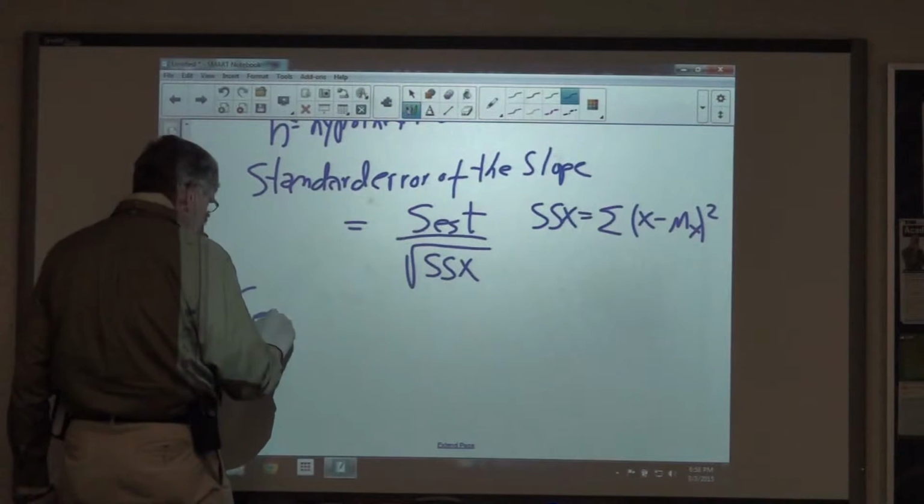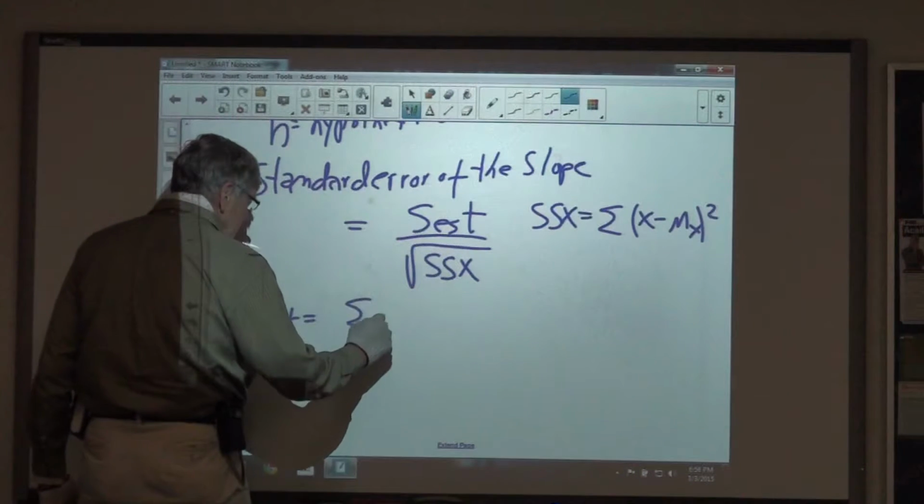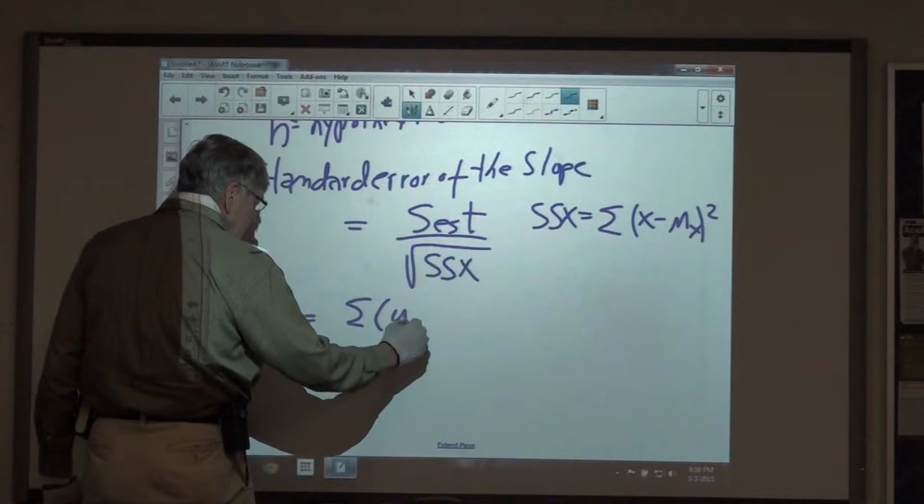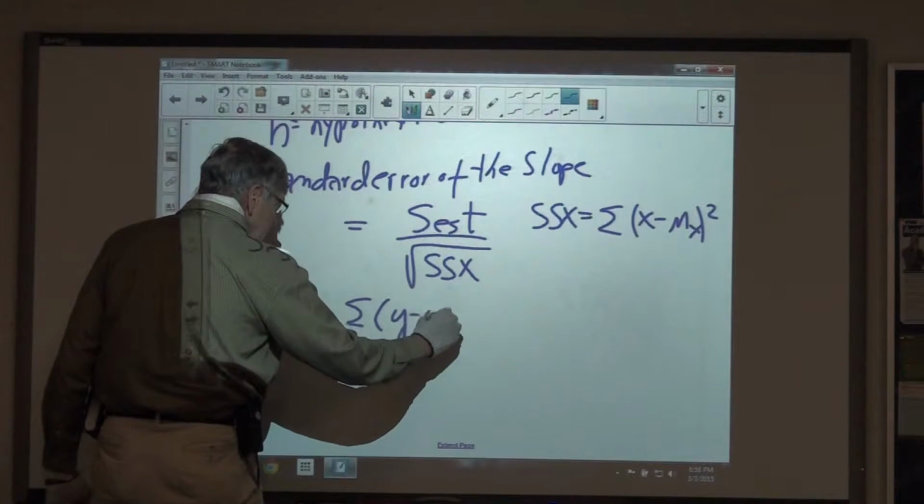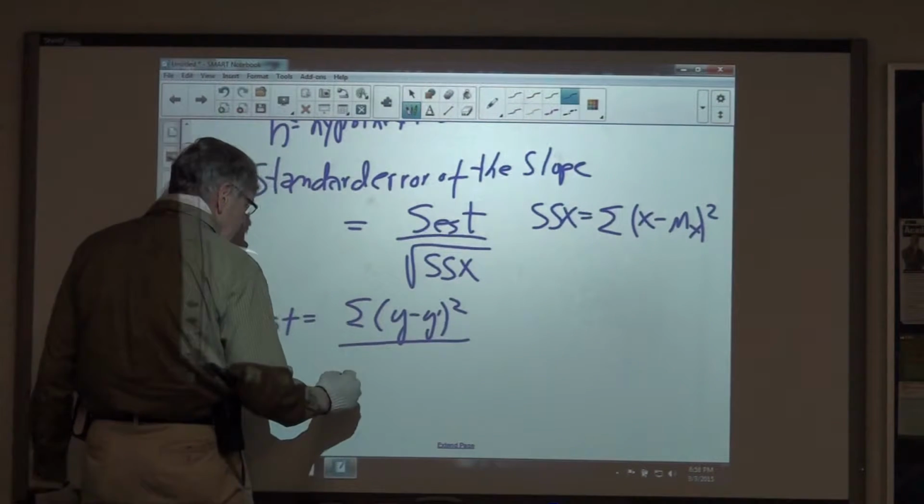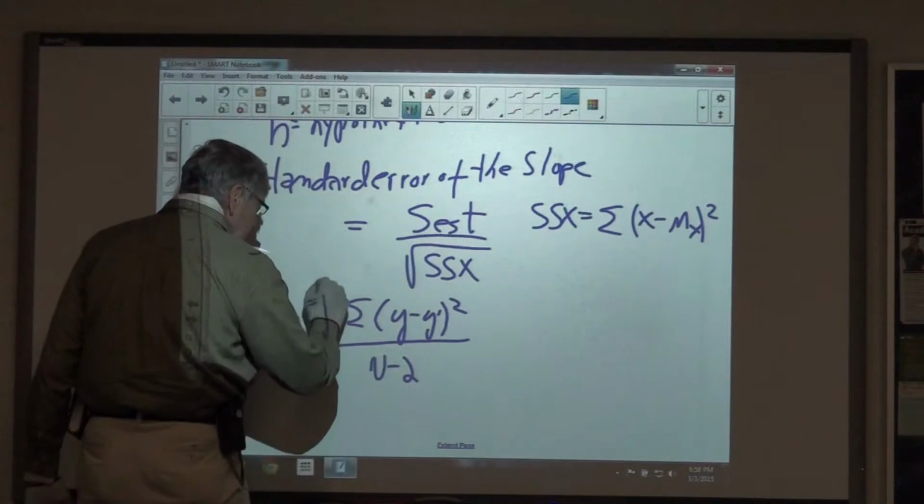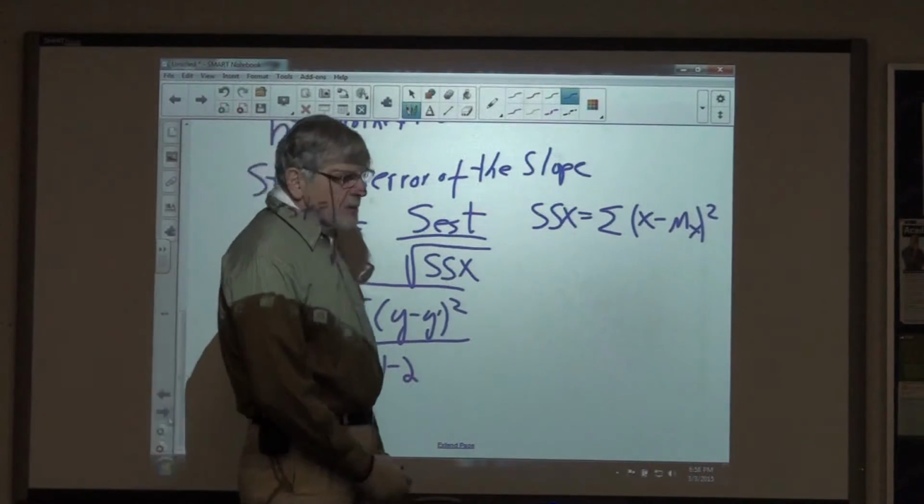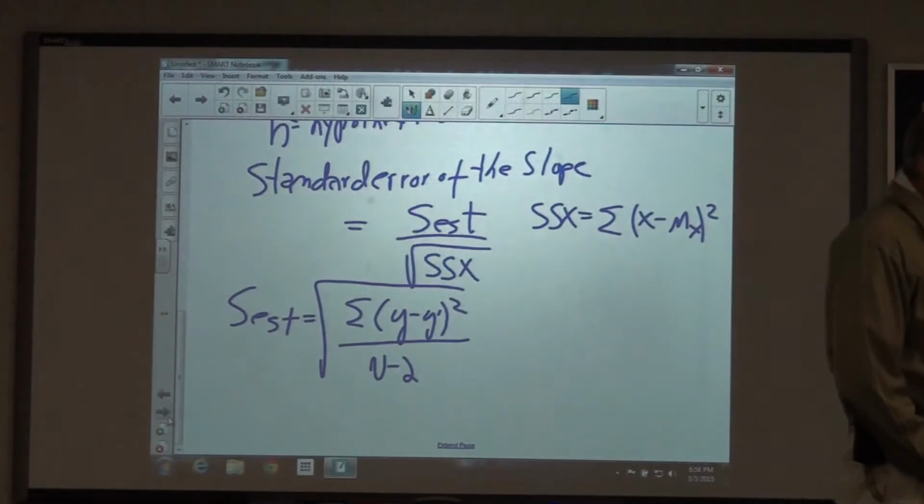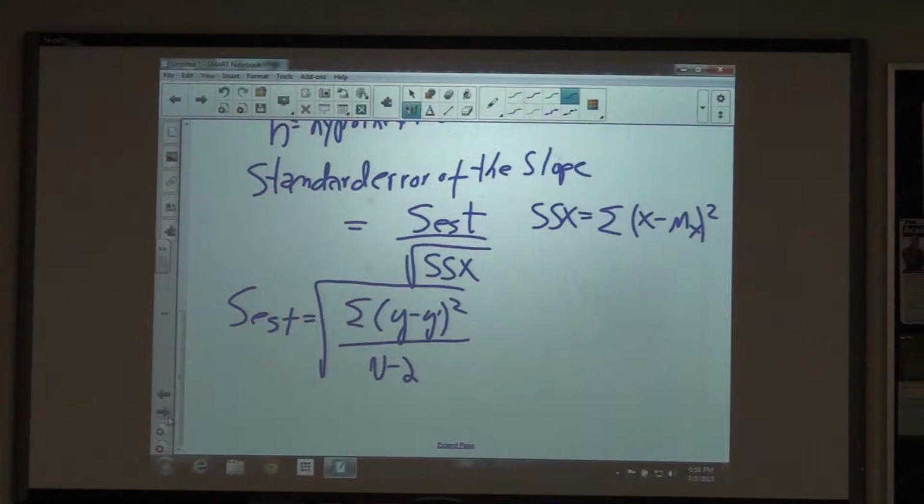And the standard error of the estimate is the sum of the residuals over the n-2 quantity, square rooted. Now, this is going to require you to put one more column in your tables.